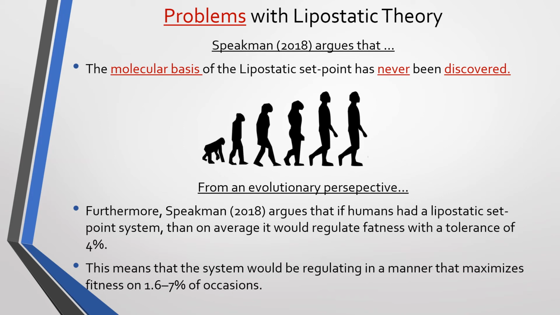point system, then on average you would regulate fatness with a tolerance of 4%. And if we take that 4% as the truth, that means our body would be regulating in a manner that maximizes our fitness between 1.6 and 7% of the time.